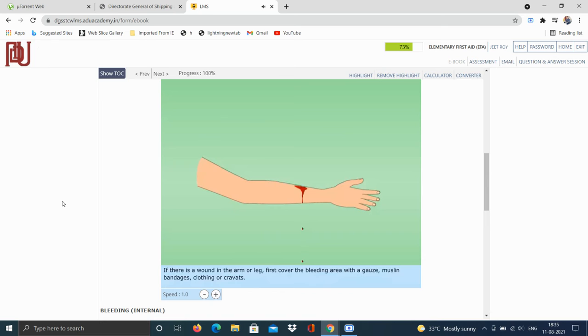If there is a wound in the arm or leg, first cover the bleeding area with a gauze, muslin bandages, clothing, or cravats. Then, wrap a cloth around the arm or leg above the wound and put a half knot. Place a stick or rigid object on top of the half knot and tie a full knot around it. Then, twist the stick until the cloth tightens and the bleeding stops. Then, find a place to get the medical aid.